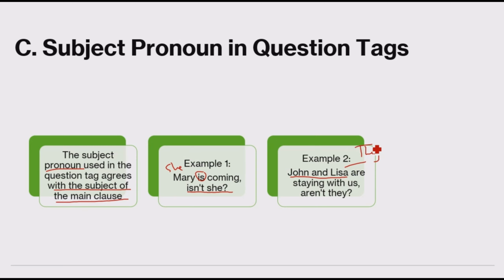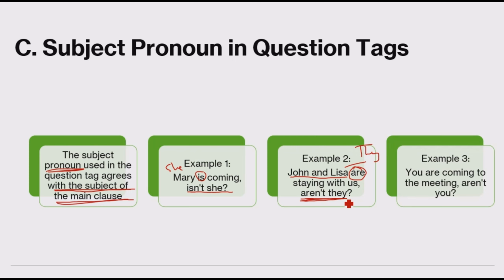So they are, meaning they are currently staying with us. Are is negated, so it becomes aren't they. So aren't they staying with us? That's ensuring that there is an agreement between the pronoun and the subject of the main clause. So the subject of the main clause are John and Lisa. So these should agree with the question tag that we use, which is they, because they are two.